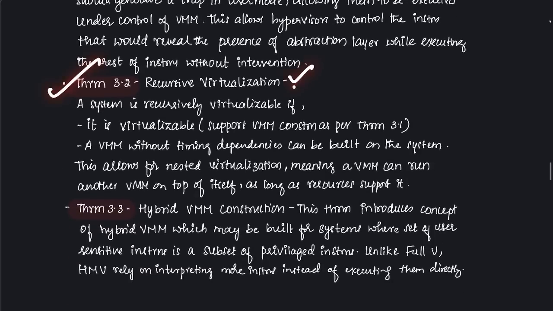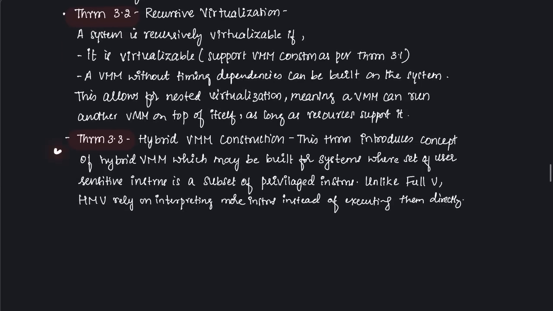In the second theorem, we'll be speaking about recursive virtualization. Recursive virtualization is possible if the hardware is virtualizable firstly, and it supports nested hypervisors. Those two are the main points here. Then we have the third theorem. The third theorem tells about a hybrid virtual machine, HVM. HVM can manage systems where user sensitive instructions overlap with the privileged instructions, but this is less efficient because it has increased instruction interpretation.